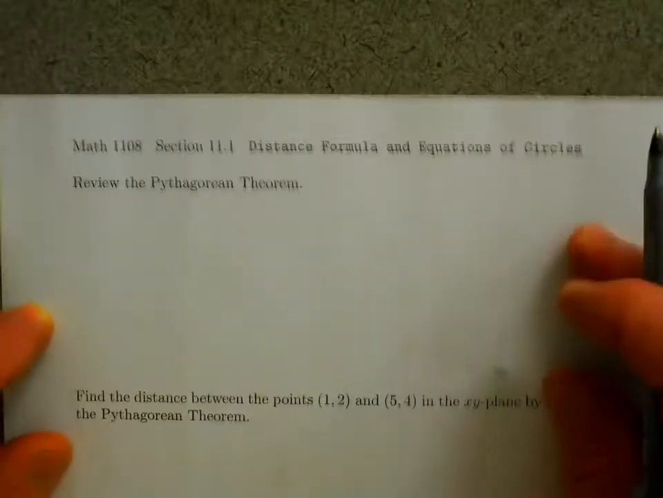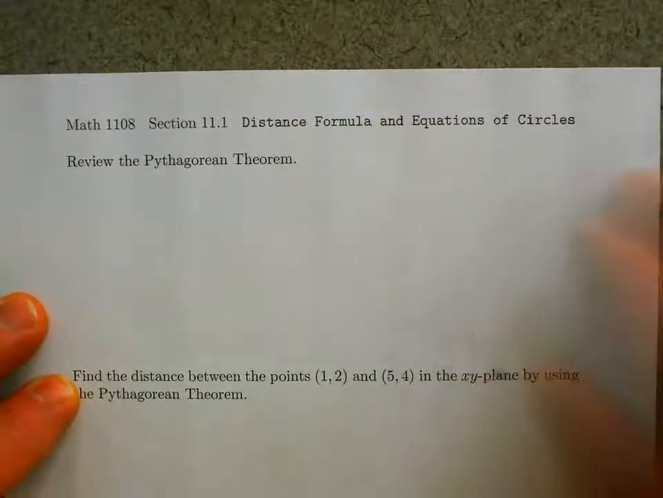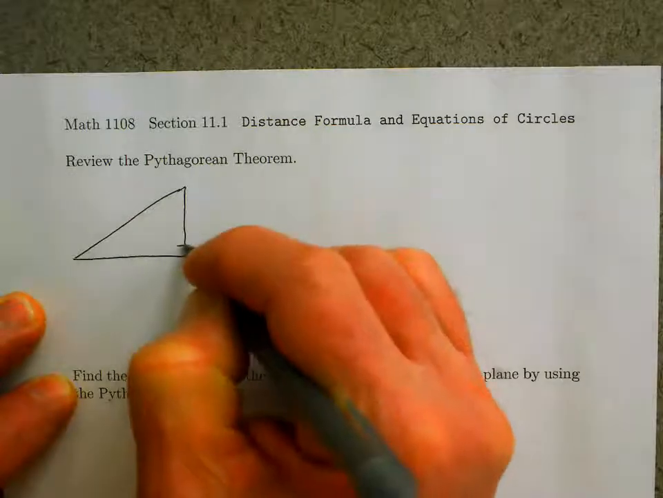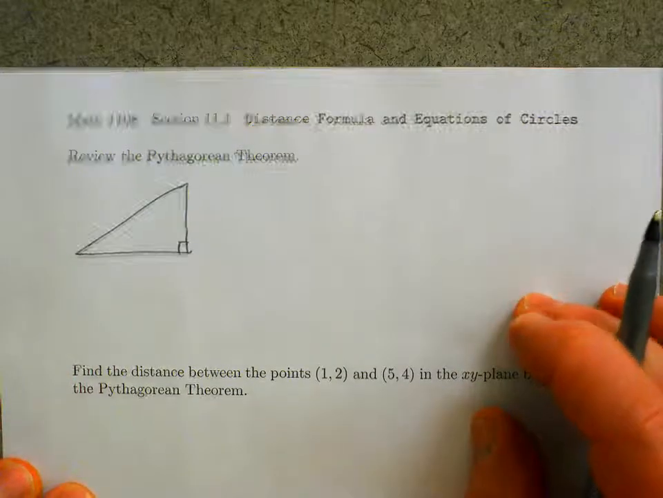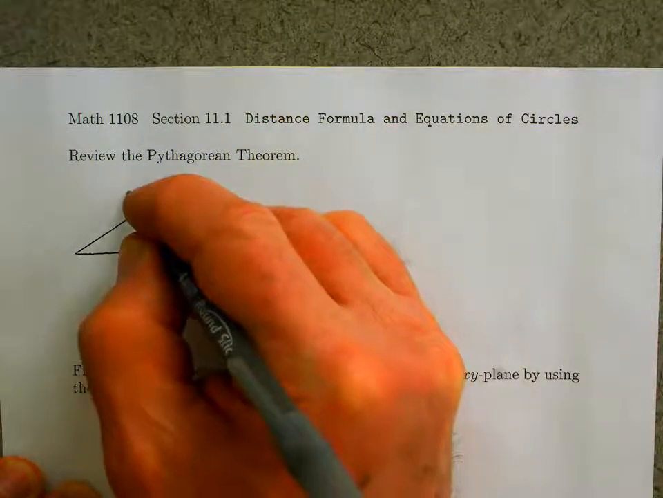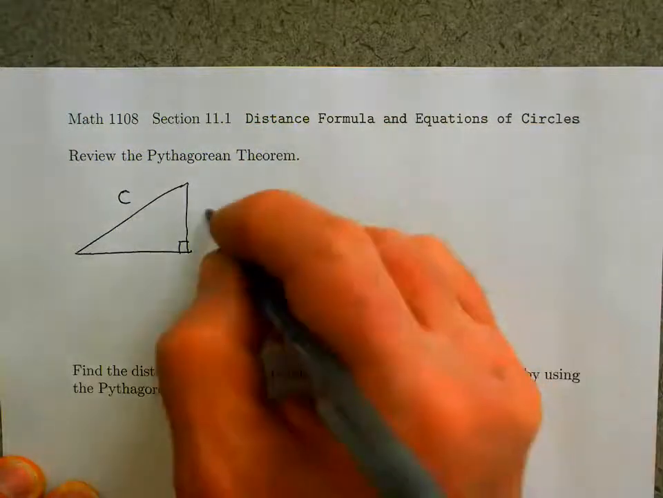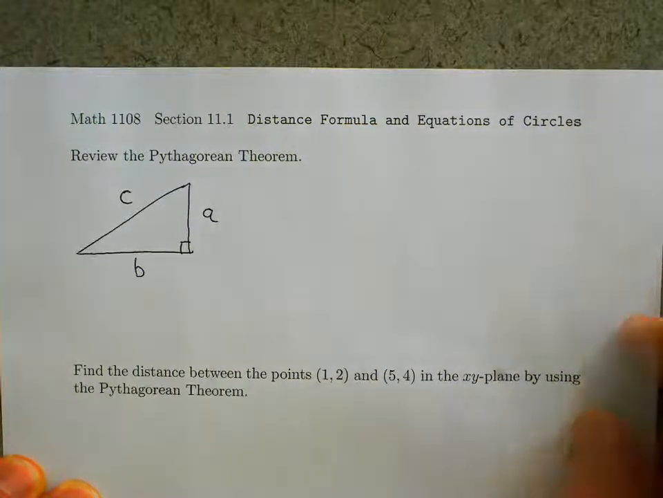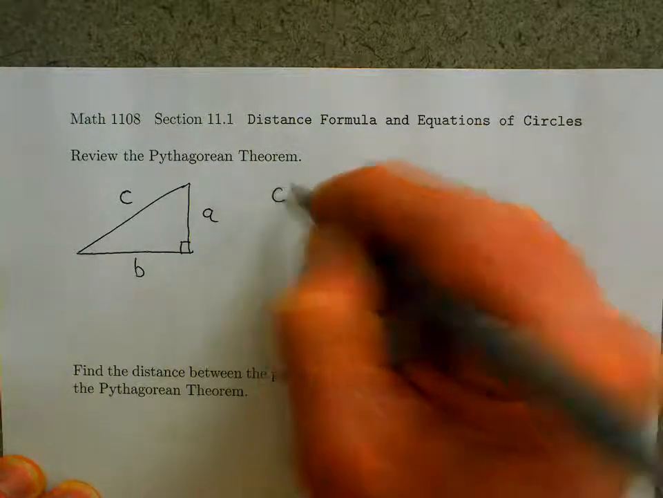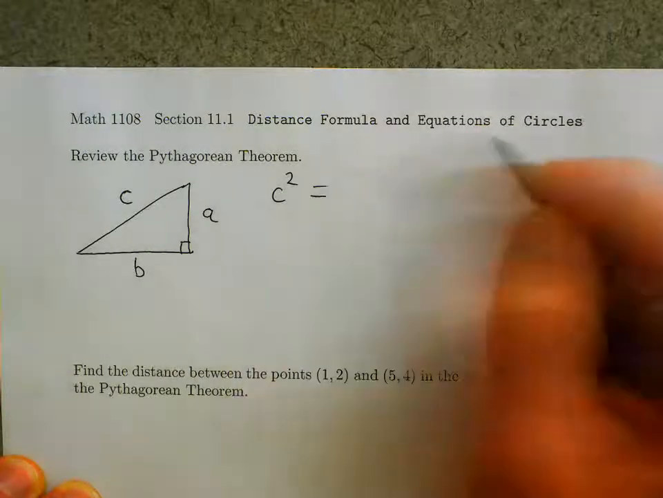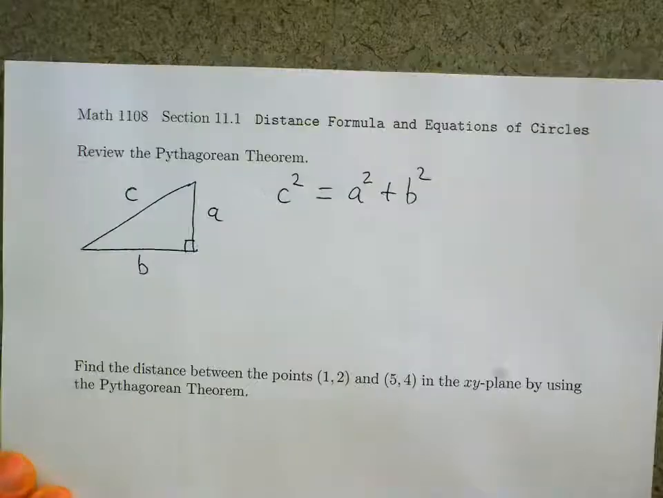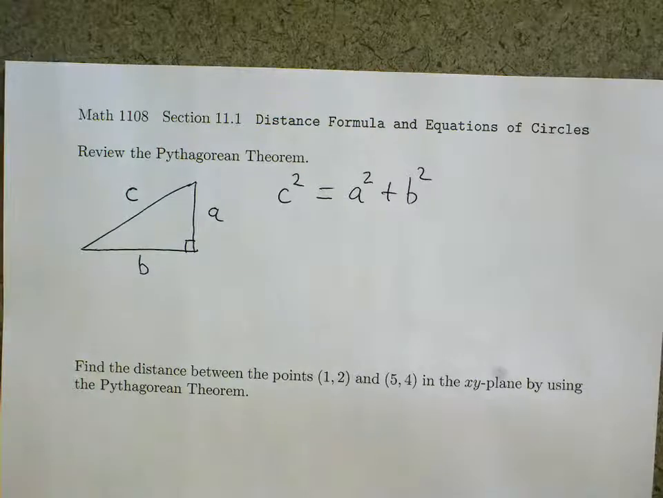Okay, we'll start by reviewing the Pythagorean Theorem. The Pythagorean Theorem has to do with right triangles and the lengths of the three sides of a right triangle. So if we label the length of the hypotenuse C, and the lengths of the two shorter legs A and B, then the Pythagorean theorem says if you square the length of the hypotenuse, that's equal to the sum of the squares of the length of the two legs. So that is true for any right triangle.